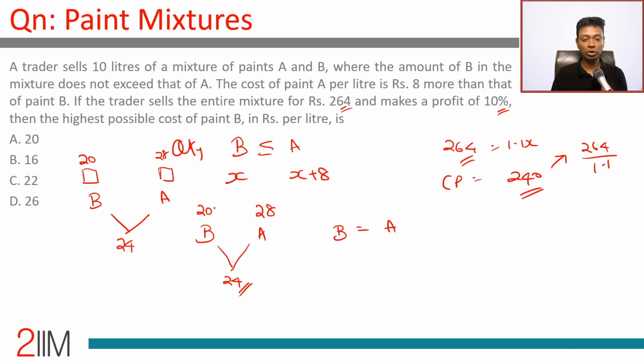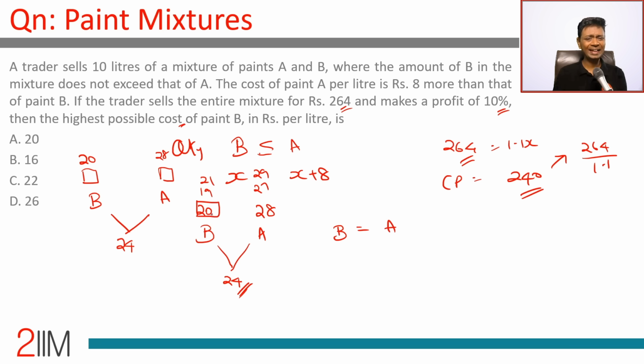We know that quantity of B is less than or equal to A. And so think about this. If B were lesser, we know that A is 8 more than B. It could be 20 and 28, or 19 and 27, or 21 and 29. Something like this. And the overall average is 24. And we want the maximum possible number, the highest possible cost of paint B. I'm going to argue that it will have to be 20.